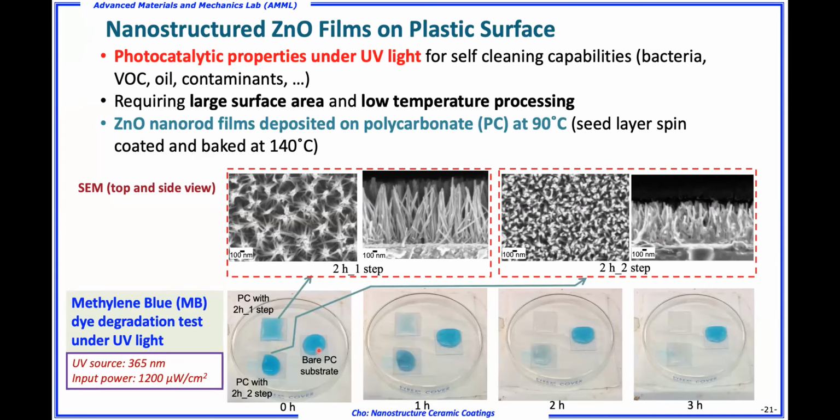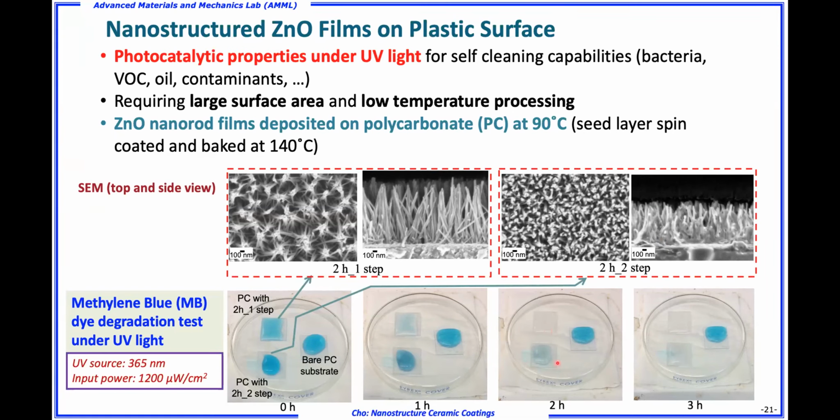As a control sample, we use bare polycarbonate, and then drop the methylene blue dye, and then expose it under the UV light source, 365 nanometers. So this is UVA. And then we wait 1 hour, 2 hours, 3 hours. As you can see here, after 1 hour, a dramatic color change occurs, and after 2 hours, complete bleaching of the methylene blue dye was obtained.